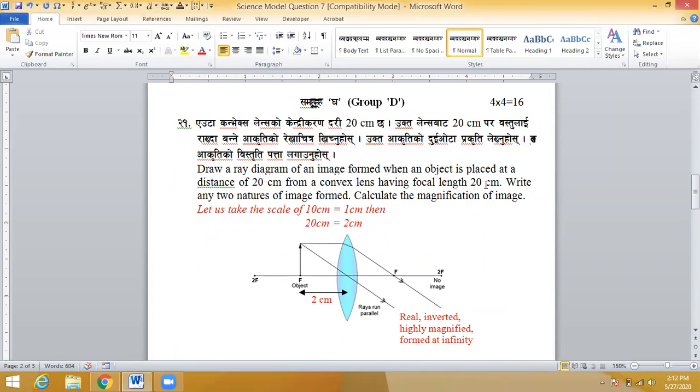That means in this picture, first we have to make a convex lens, and in this convex lens, the focal length must be 20 cm. But we know 20 cm is a very big number. We cannot adjust it in our paper exam sheet. So in place of 20 cm, we have to take 2 cm.